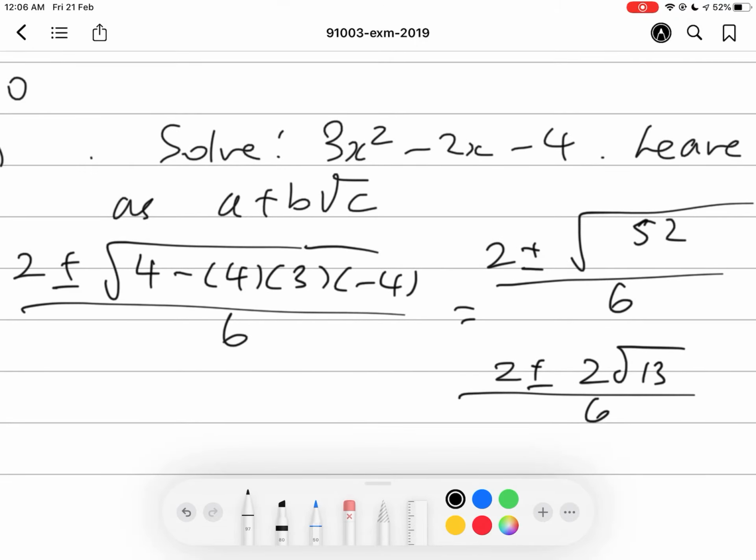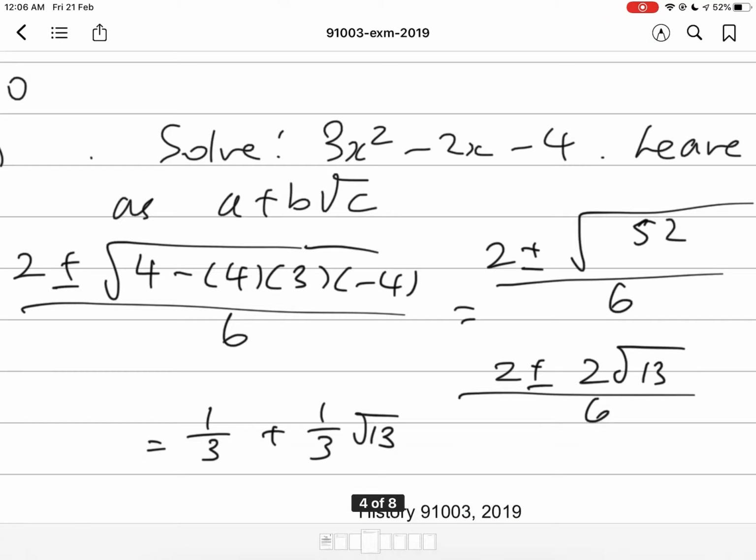And hence this will be equal to 1 over 3 plus or minus 1 over 3 root 13. And that should be your final answer for this question, because square root of 13 cannot be simplified anymore because it is a prime number.